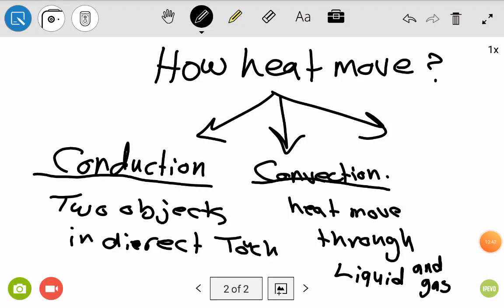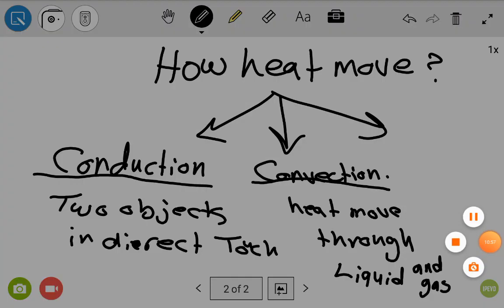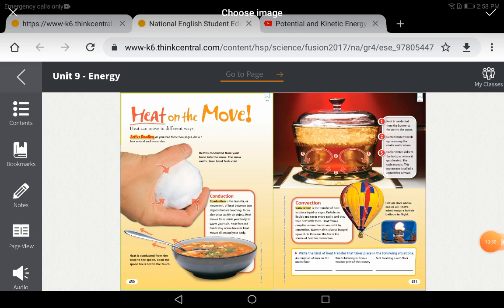Now please everyone, let's open up the book and we will highlight some really important notes from our lesson, then we will do the exercise. Please open up your book, page 450 and 451. Thank you. Now in our lesson, which is heat on the move, or that means how the energy moves, we said we have two different methods.